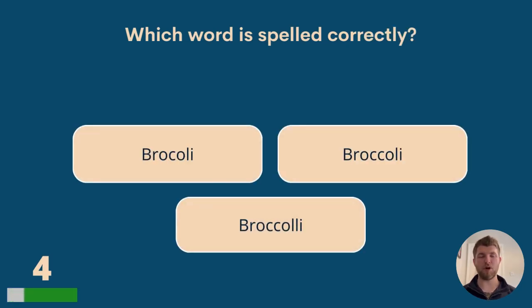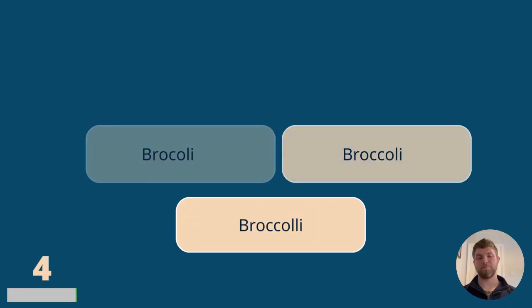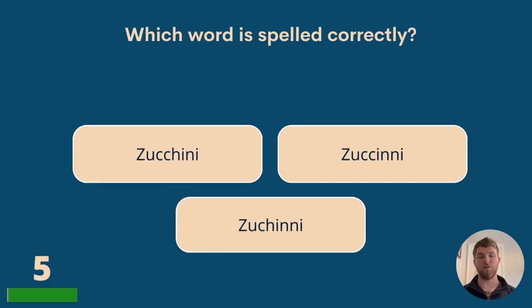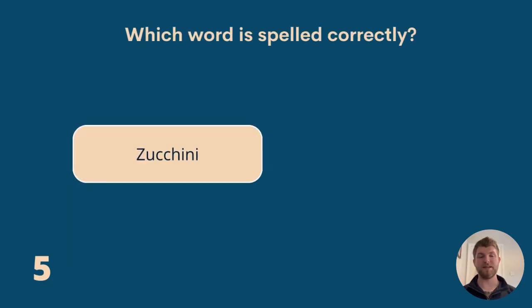Question 4. Which word is spelled correctly out of these? The word obviously is broccoli. Which of those is the correct spelling of that word? The answer is B-R-O-C-C-O-L-I. 5. Zucchini. How do you spell zucchini correctly? The correct answer is that first one, Z-U-C-C-H-I-N-I.